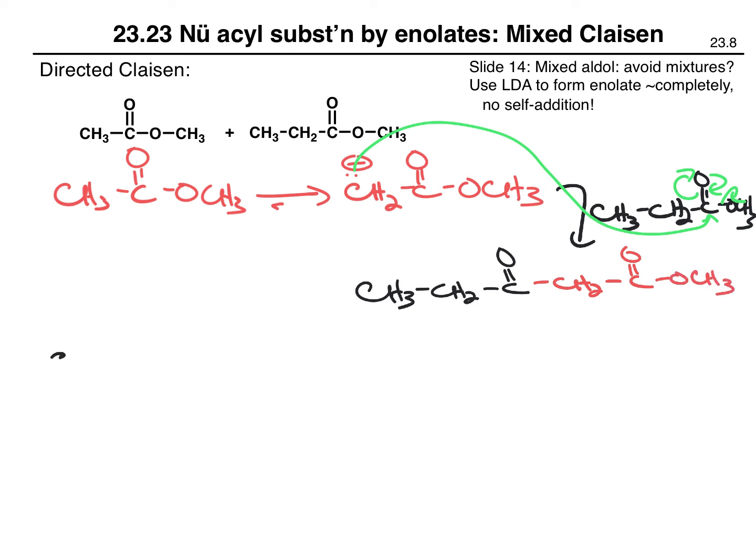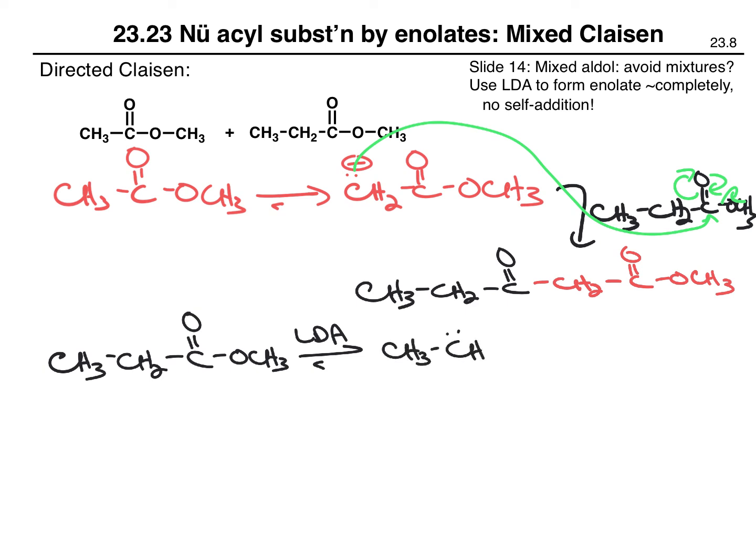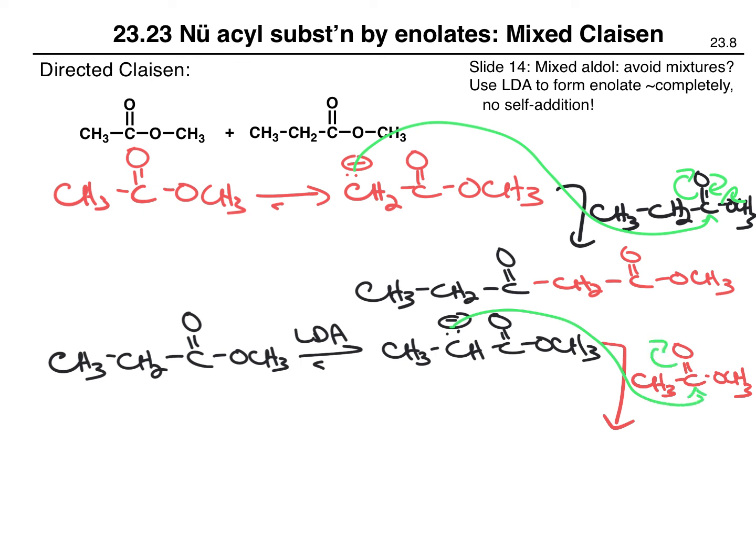If we carried out this reaction in the other direction, so we started with this ester and we treat it with LDA to give this enolate. Because the equilibrium lies so far to the right, we don't have to worry about self-addition, and this enolate will just hang around until the second ester is added. And now this can attack here, push the electrons up, come back down, kick out the methoxy group. And we will end up with a product that looks like this.